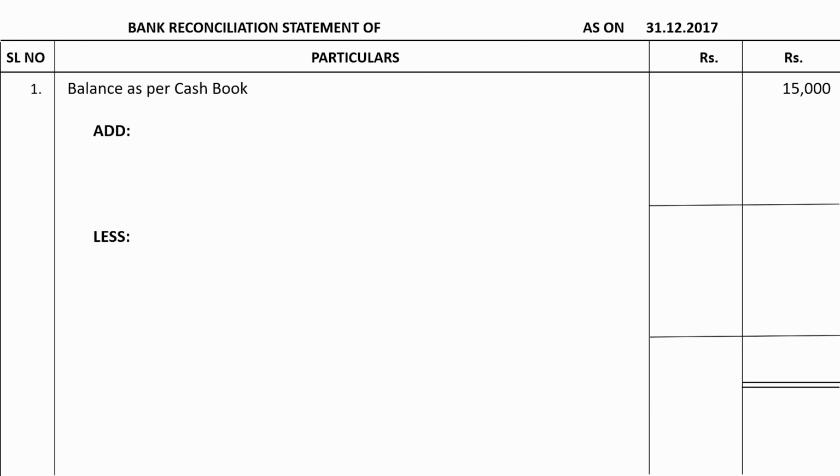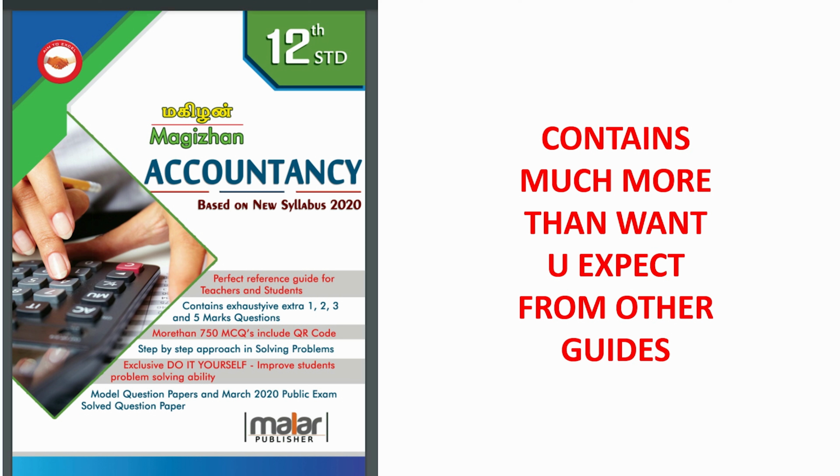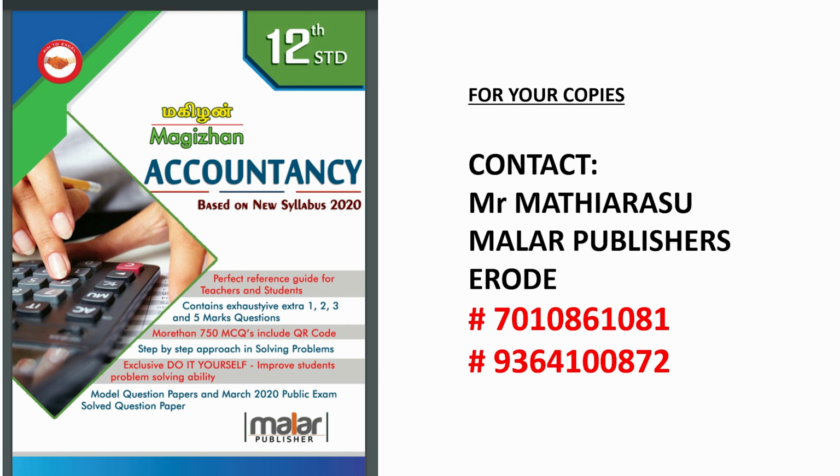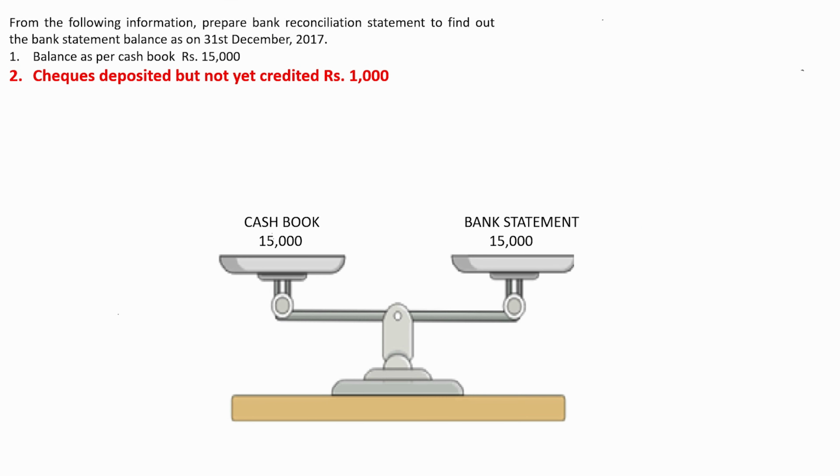Now, let's start the sum. Bank reconciliation statement as on a particular date. Balance as per cash book is given in the question, rupees 15,000, that is shown. We have to add certain things and we have to reduce certain things. What we have to add and what we have to deduct. Let us analyze each and every discrepancy and find out.